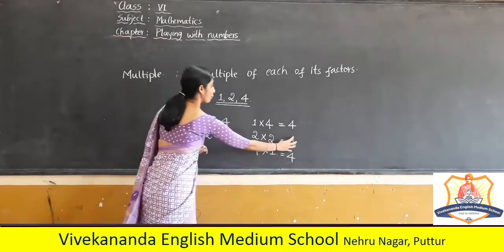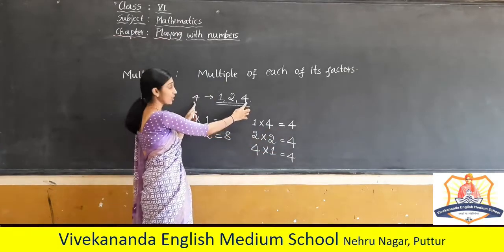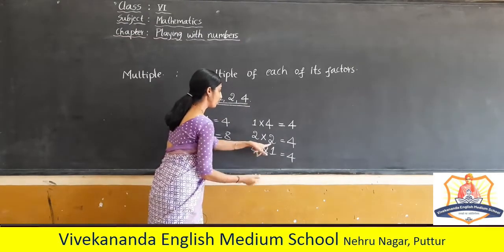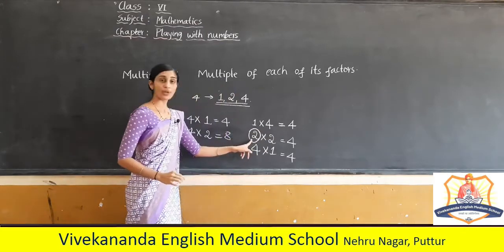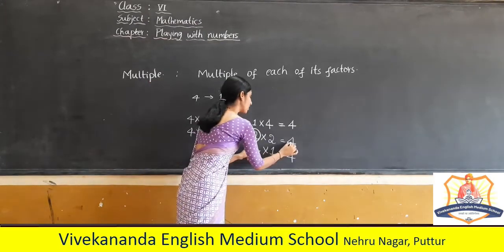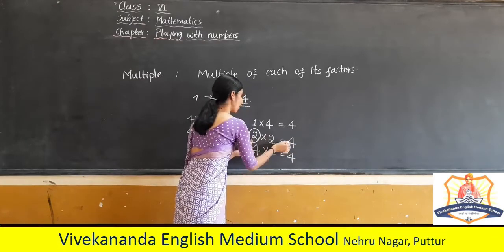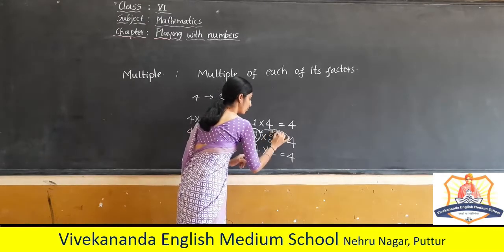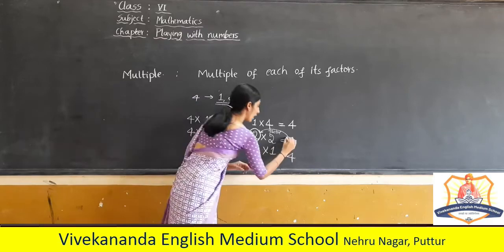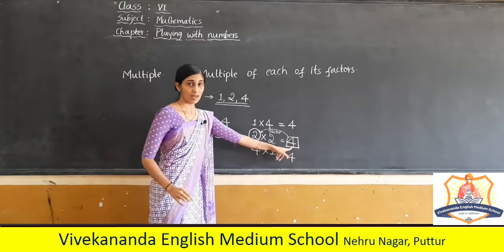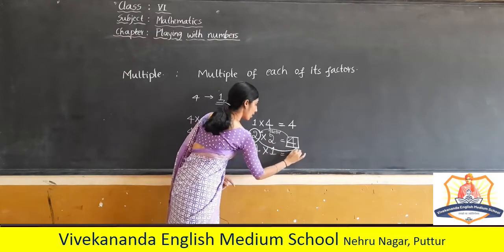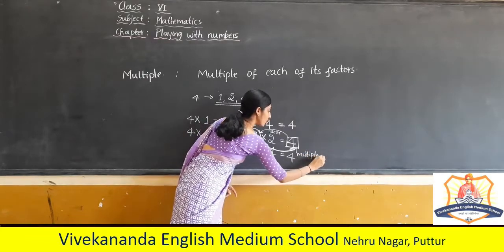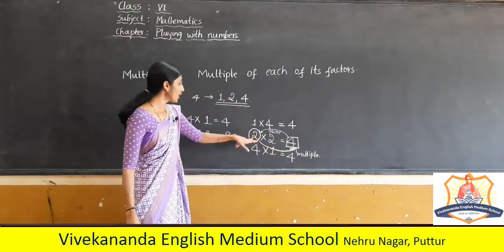Here 4 is a factor of that number itself, that is 4. If I consider 2, 2 is a factor of 4. Am I right? And here 4 is a multiple of 2. 4 is a multiple of 2.